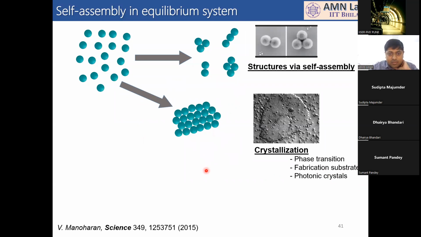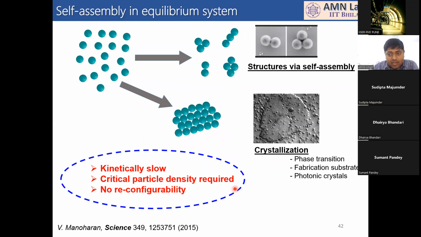But the conventional ways to form colloidal assembly have some limitations. Like, the overall process is very slow. It takes a few hours to several days sometimes to form the crystals or glasses or the proper structures in a colloidal system. The second problem is that it needs a critical particle density. Those who work on glasses or crystals know that they must have some 60% or 70% colloidal density in the system. Otherwise, they will never see glass or crystal formation.